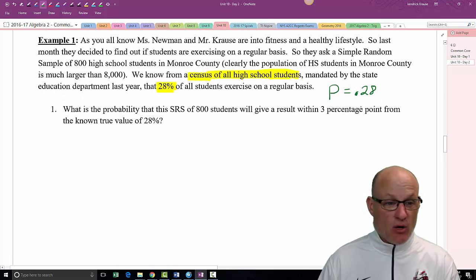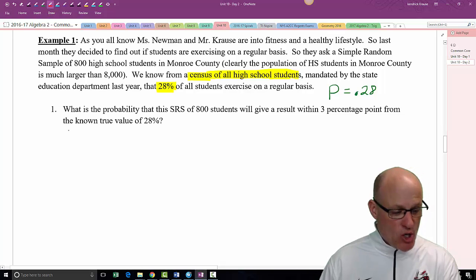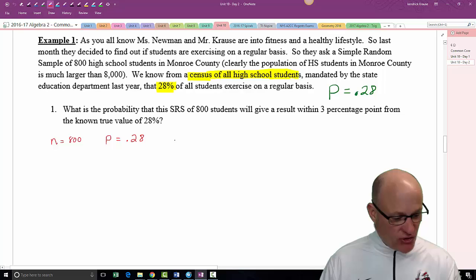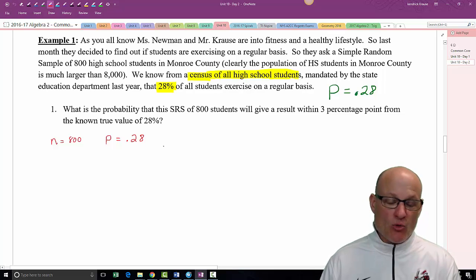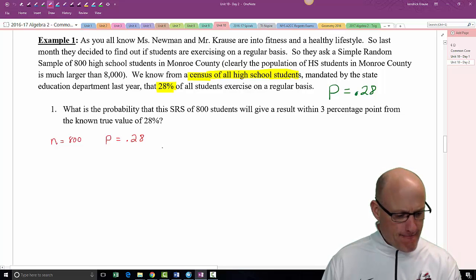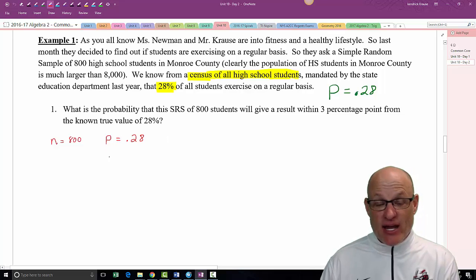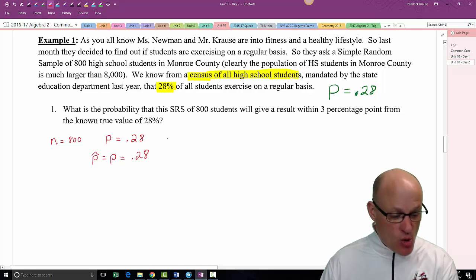So let's write down what we know. We know that we have an n value equal to 800. We know that we have a p value equal to 0.28. So we need to figure out what our standard deviation is. Because we have a sufficiently large n value, we can assume our p hat is equal to our p, which is equal to 0.28. All right, so we know all this information.